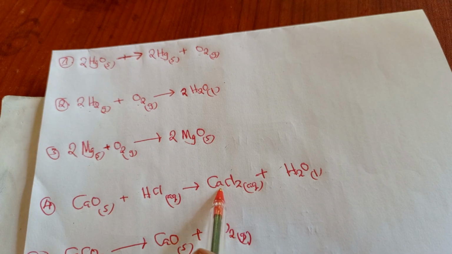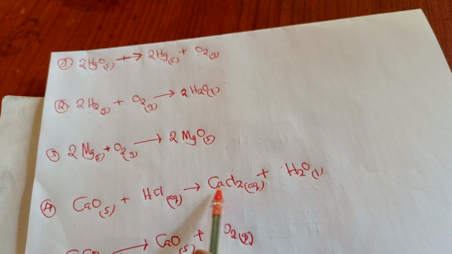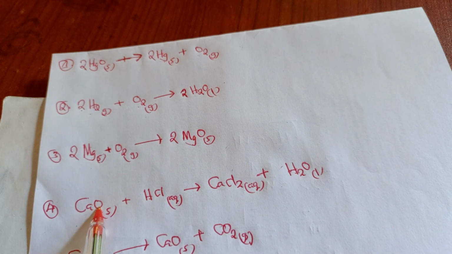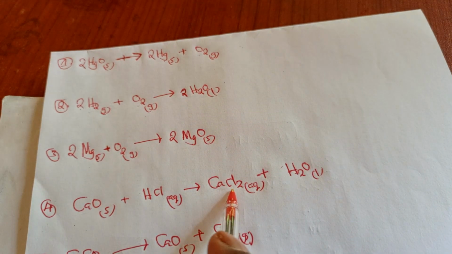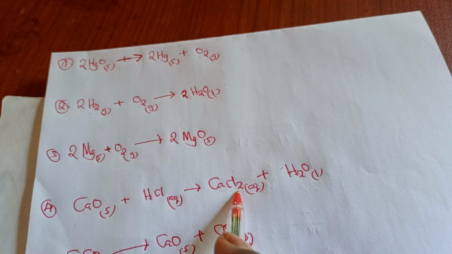Calcium here I have 1. Then oxygen here I have 1, oxygen I have 1. Now the only issue is chlorine. Chlorine here I have 2, chlorine here I have 1.